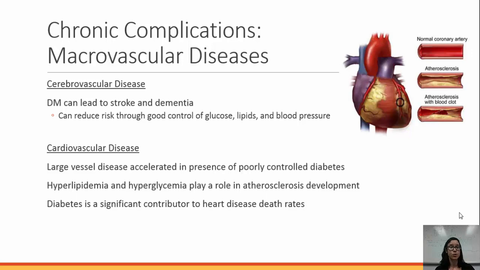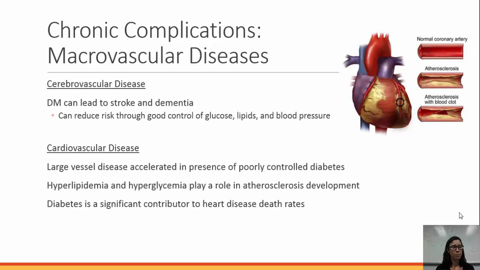Okay, next we have cerebrovascular disease. Diabetes can lead to stroke and dementia. However, you can reduce your risk by having good control of your glucose, lipids, and blood pressure. And that's really the case with any of these complications. You decrease your risk by maintaining good glucose control through medications, diet, etc.